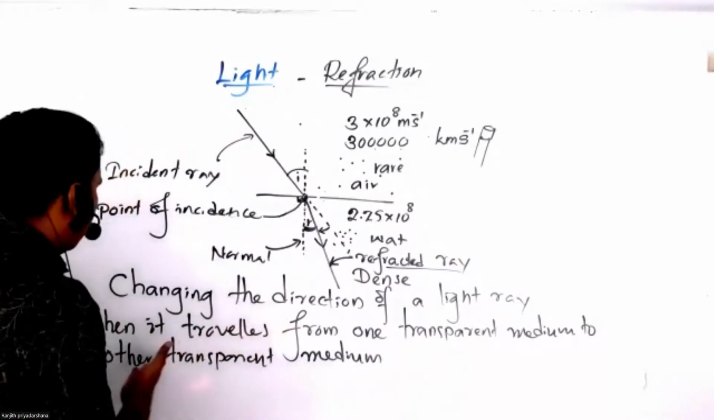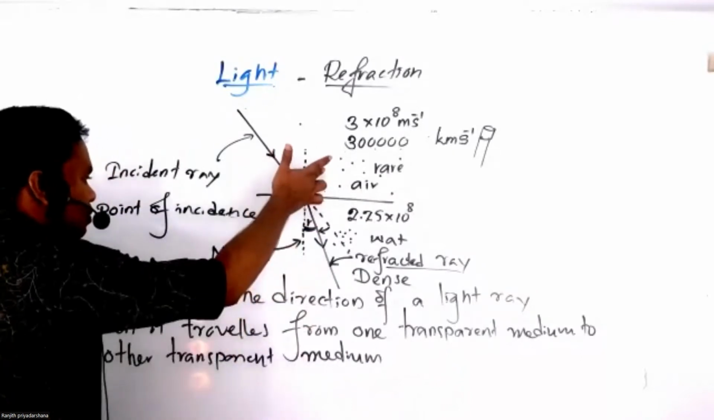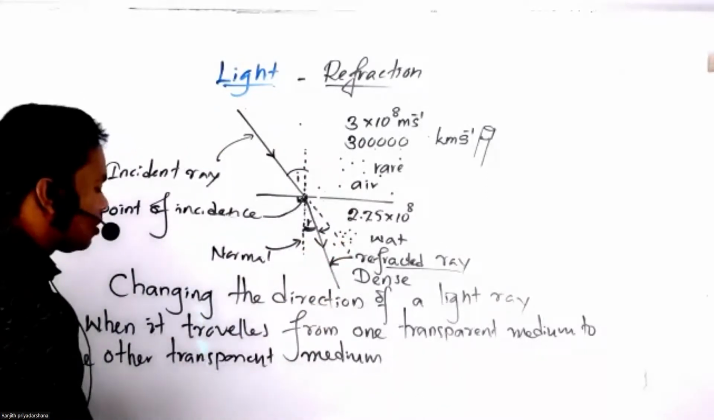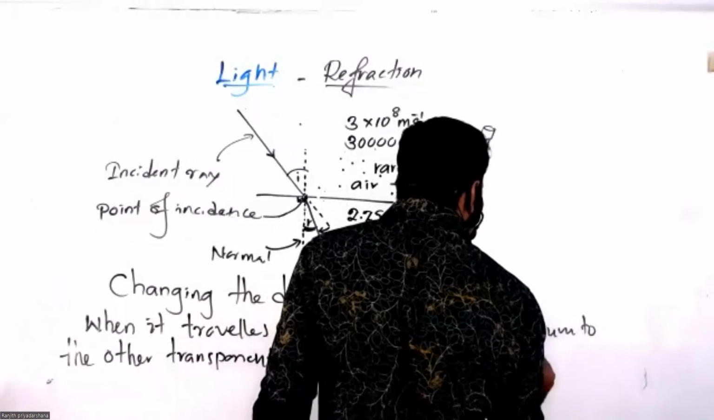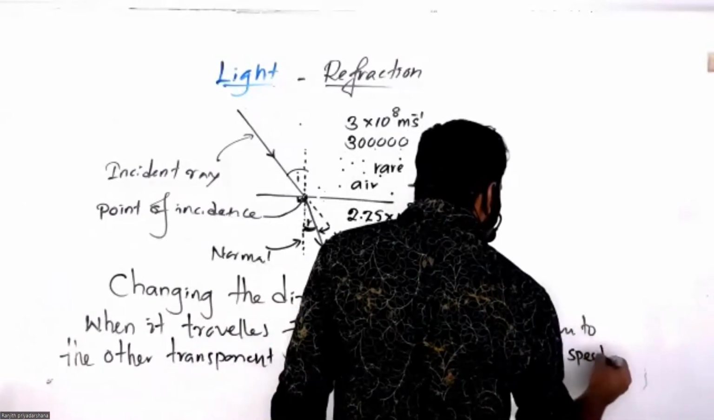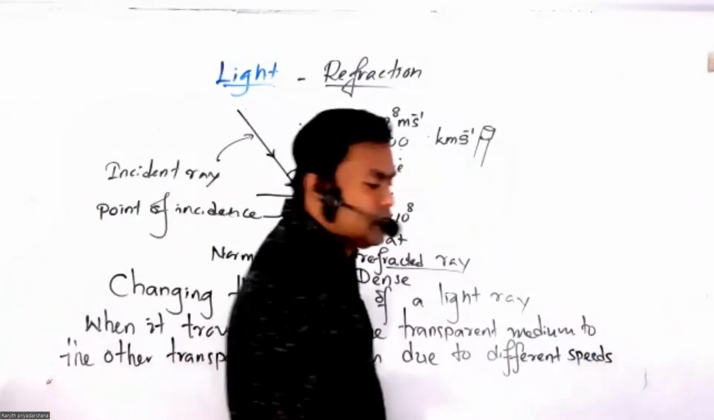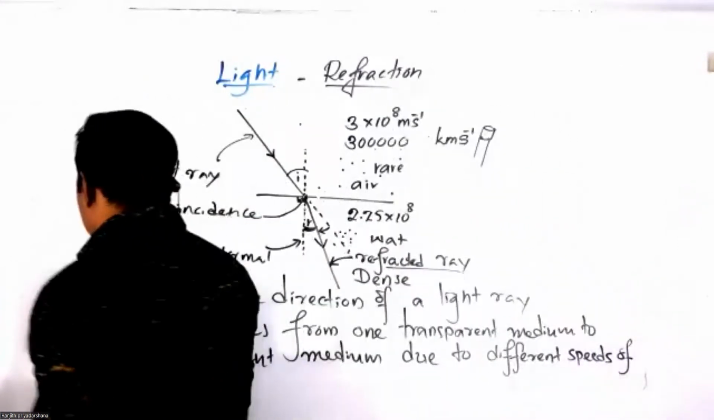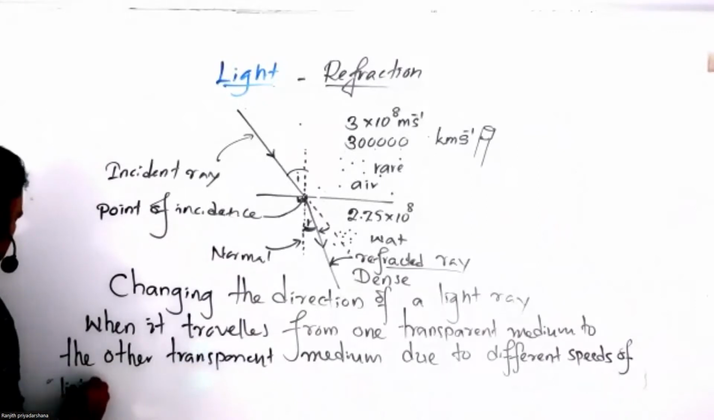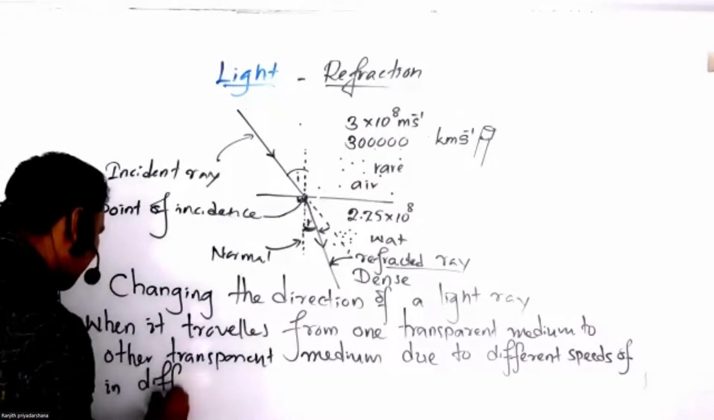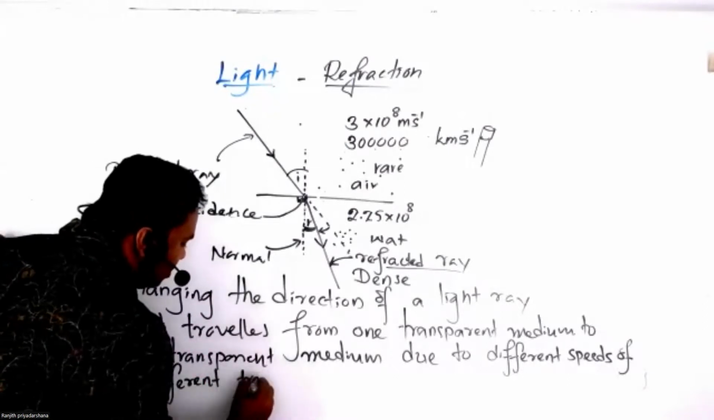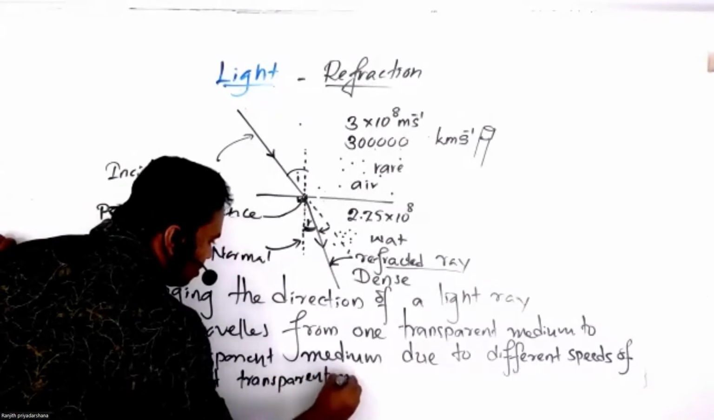Change in the direction of a light ray when it travels from one transparent medium to another transparent medium, due to different speeds of light in different transparent mediums.